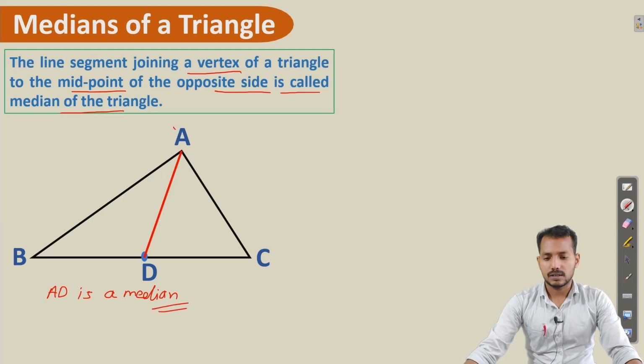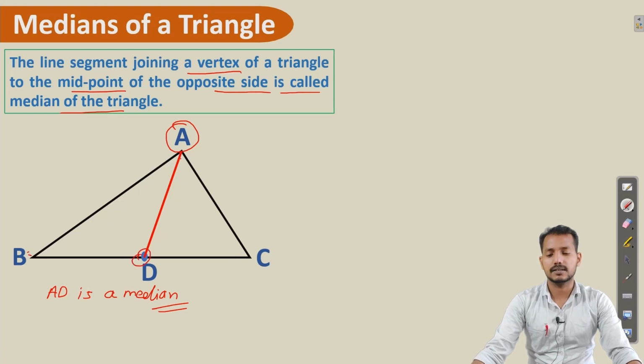That means the line which connects the vertex A to the midpoint of the opposite side, that is BC. Okay, the side opposite to the vertex A is BC. So this line is called a median.